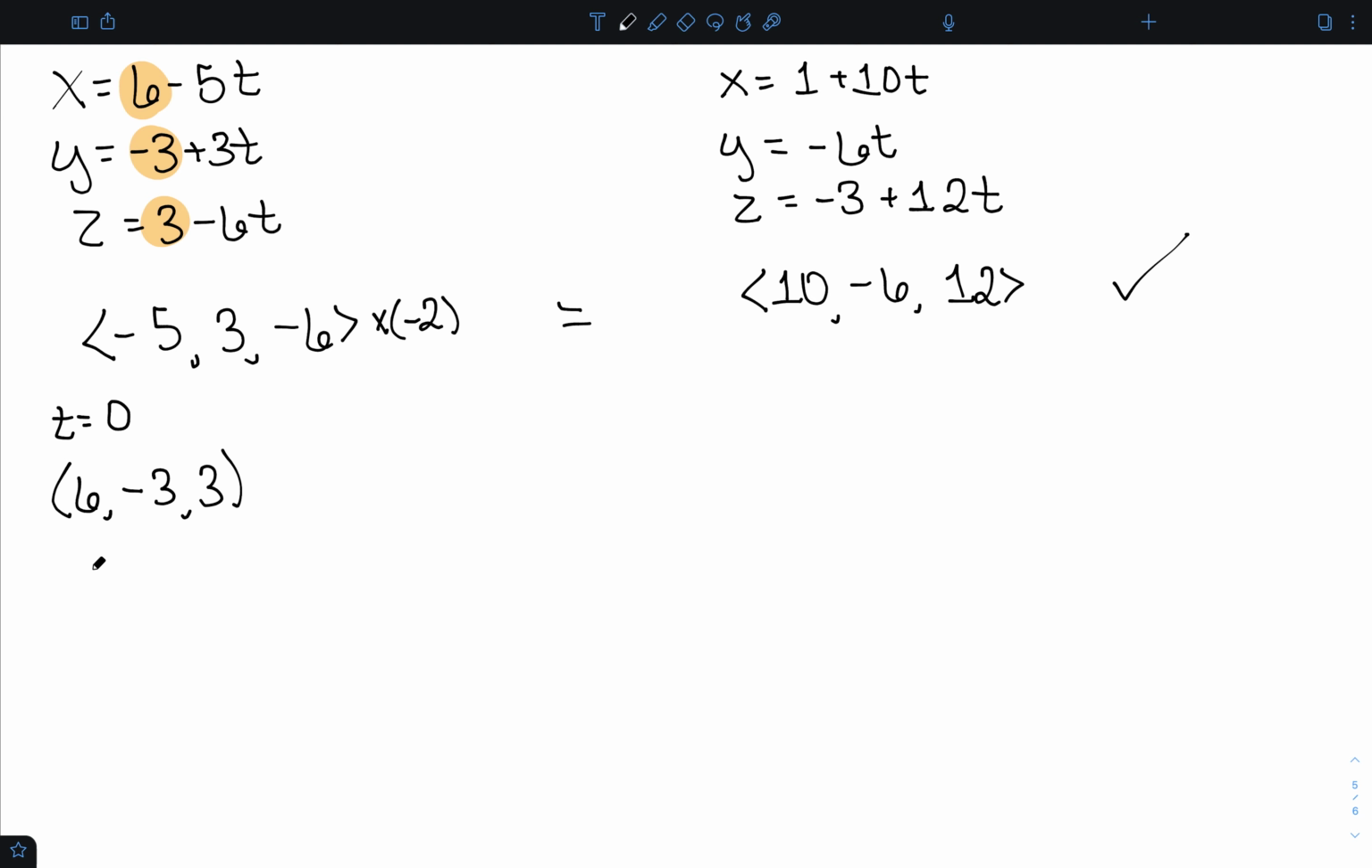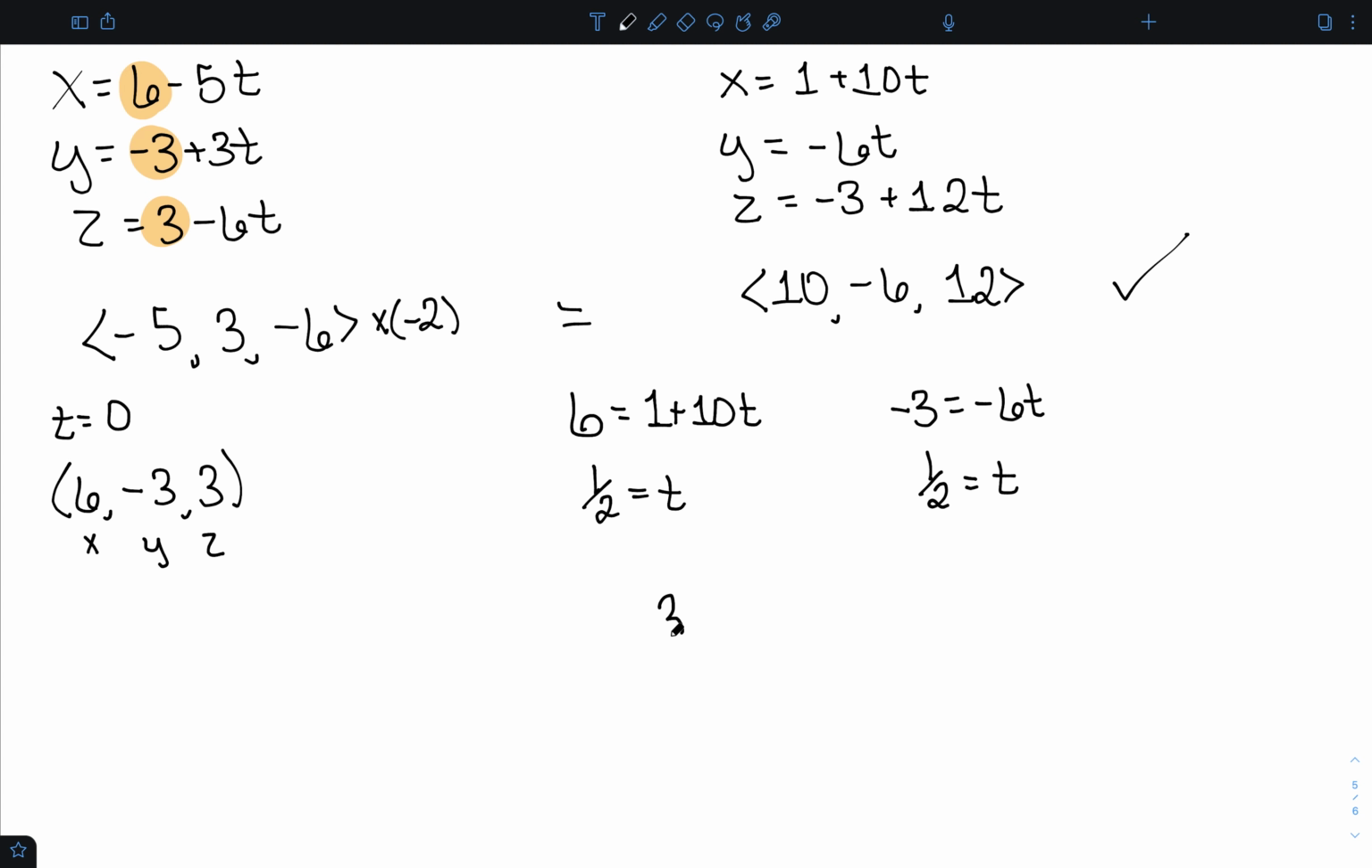And what I want to know is, is this point on my second line? Well, these are x, y, and z, so I'm going to use my second line. X, or 6, should be equal to 1 plus 10t. If I solve this, I get 1/2 is equal to t. Y is -3 in my point, and in my second line, y is negative 6t. If I solve this, I get 1/2 equal to t. The point says z is equal to 3. The line says negative 3 plus 12t. And if I solve this, I once again get t equal to 1/2.